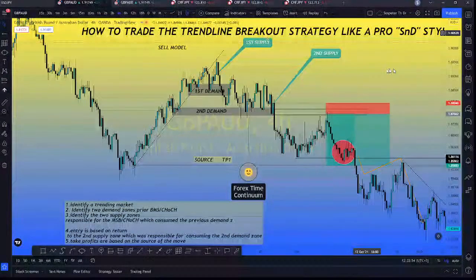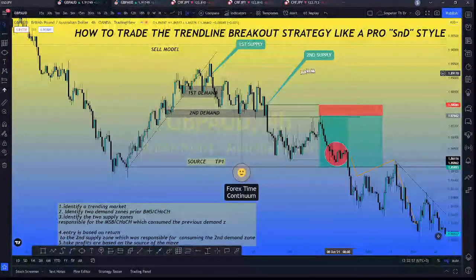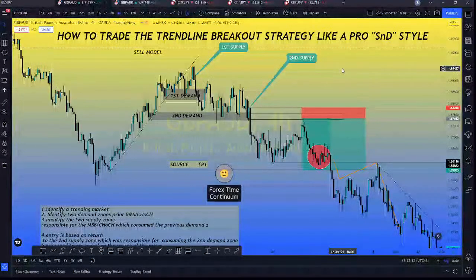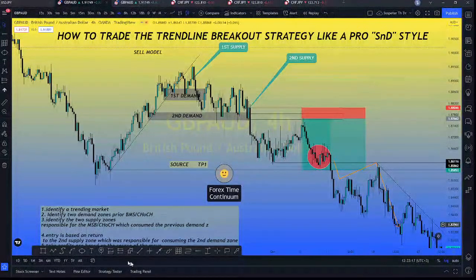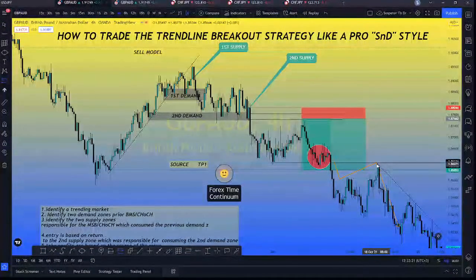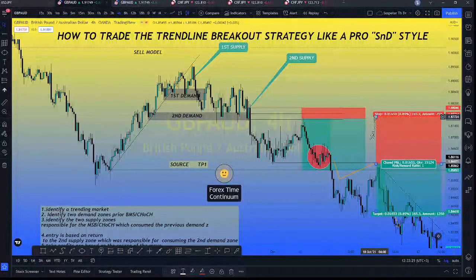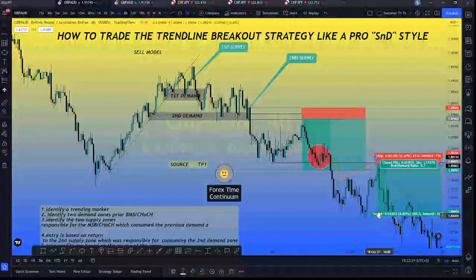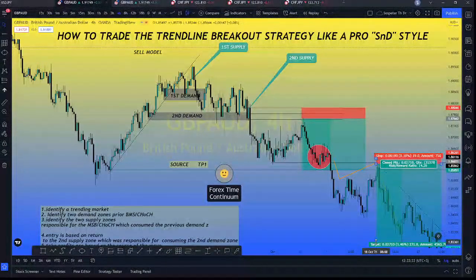So that's our second example of how to trade the trendline breakout strategy like a pro, the supply and demand style, the forex time continuum style. This is our very own one. This is another setup that you could have read, the retest of these broken supports, and you could have bagged so many pips. So that's the thing about the trendline breakout strategy.